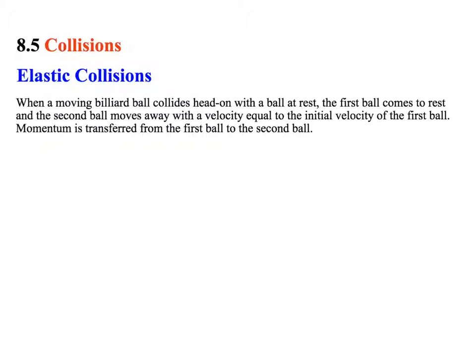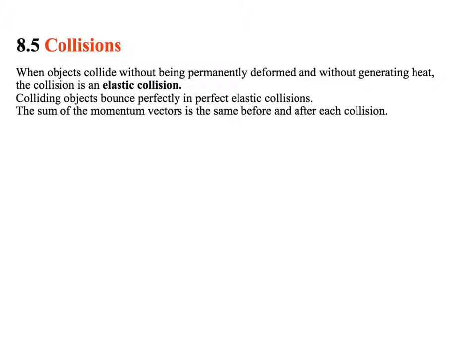So, elastic collisions, things that hit and bounce off one another. When a moving billiard ball collides head-on with a ball at rest, the first ball comes to rest and the second ball moves away with a velocity equal to the initial velocity of the first ball. Momentum is transferred from the first ball to the second ball. When objects collide without being permanently deformed and without generating heat, the collision is an elastic collision. Colliding objects bounce perfectly in perfect elastic collisions. The sum of the momentum vectors is the same before and after the collision.